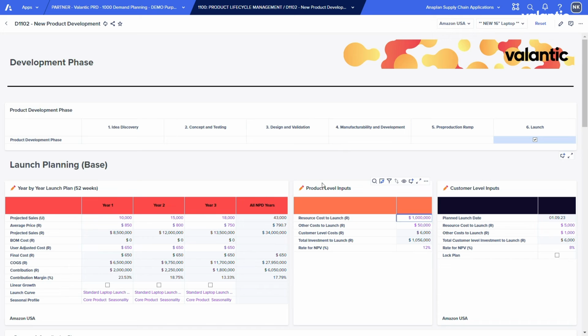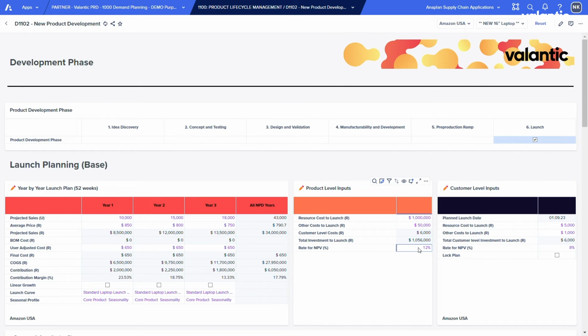Now, moving on to the product level input section, we can now enter our assumptions for the product launch. So, for example, we can enter the resource costs to launch it. We can enter also other costs to launch it, as well as our customer level costs. This information is then used to calculate the total investment to launch it and the expected rate of return, respectively the rate of the net present value.